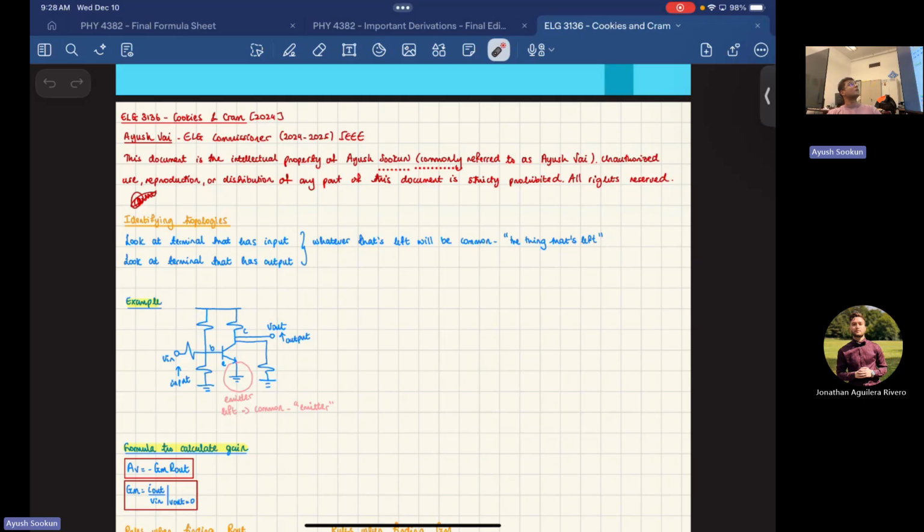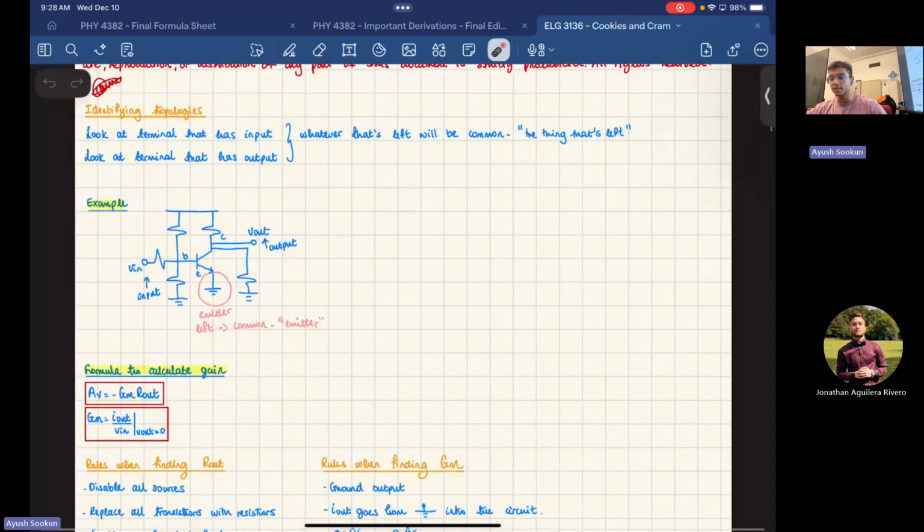So welcome to today's session. This is Electronics 2 Cookies and Cram, and I've taken this session last year. We'll take it again today. I will share this document at the end of the session today, and it consists of all the important things we're going to cover. But to start off, we're going to look at identifying topologies.